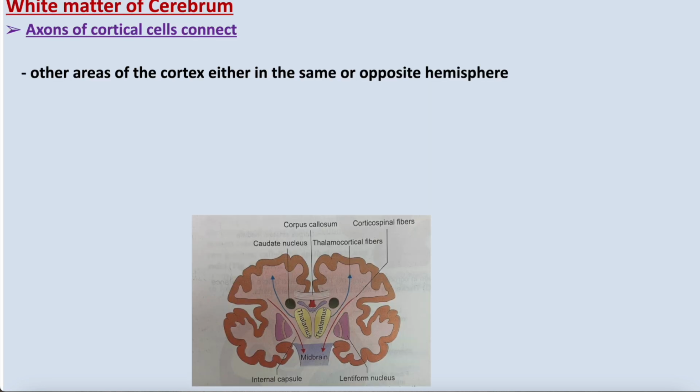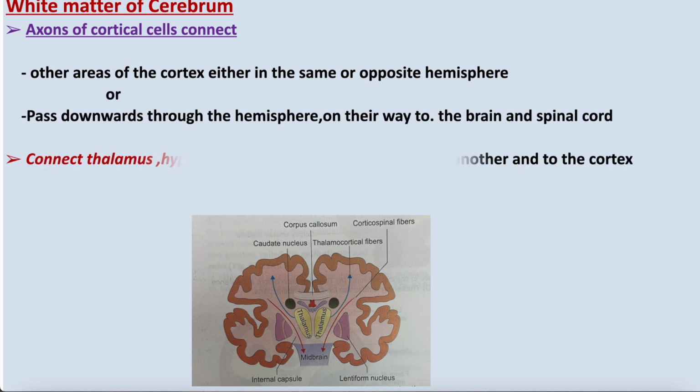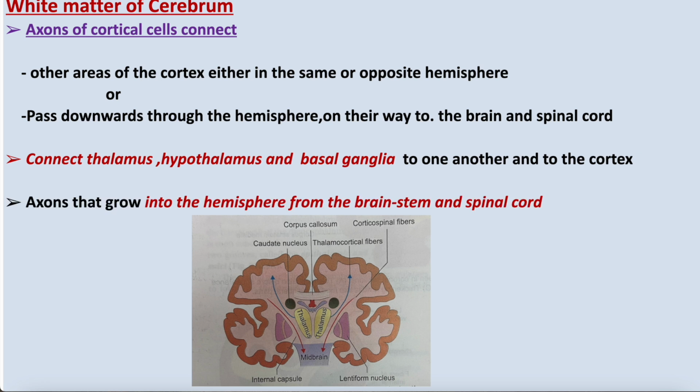Now coming to the white matter of the cerebrum. What are the structures, or which is the part, included in the white matter of the cerebrum? These are basically the axons of the cortical cells, which connect other areas of the cortex either in the same or opposite hemisphere, or they pass downward through the hemisphere on their way to the brainstem and spinal cord. They may connect the thalamus, hypothalamus and basal ganglia to one another and to the cortex. So either these structures are connected with each other or with the cortex, or the axons grow into the hemisphere from the brainstem and the spinal cord. All these axons form the white matter of the cerebrum.